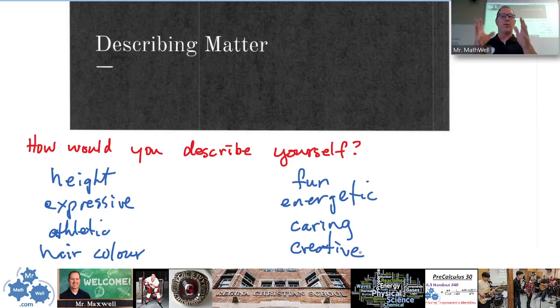So the reason why I'm doing this little exercise with you, and the reason why I'm writing some of these words down, and the reason why I've separated some of these words, I've actually separated these words purposefully. Okay. So how would you describe yourself? Some of the ways that you could describe yourself would be in ways that are sort of physically measurable, okay?